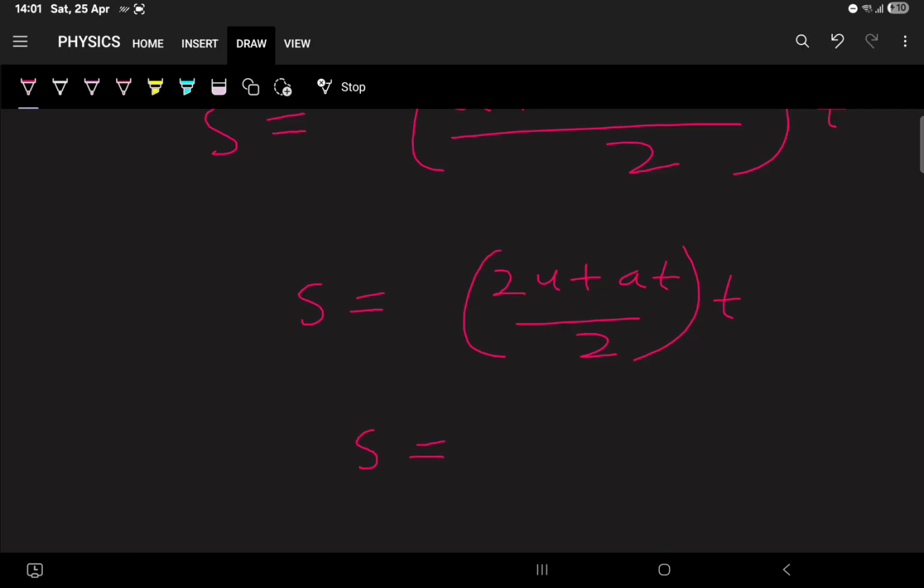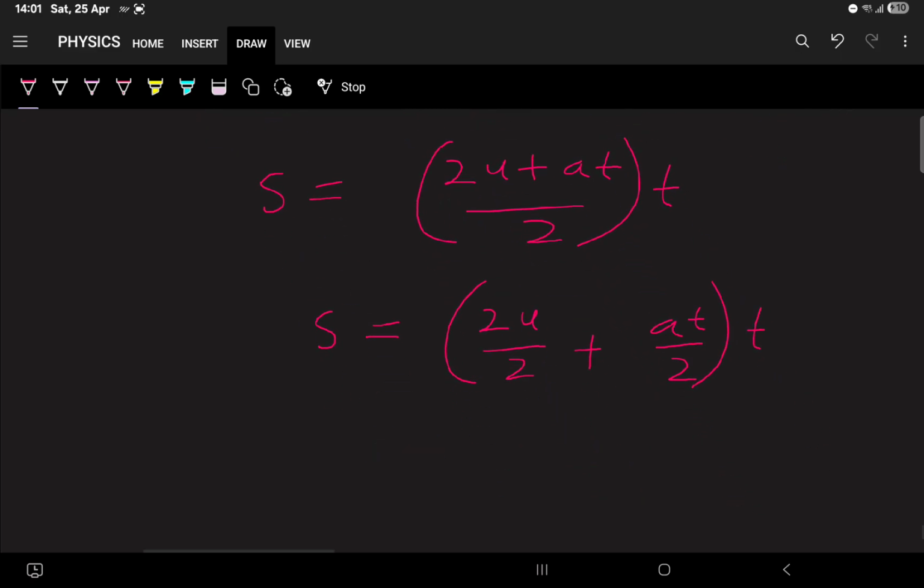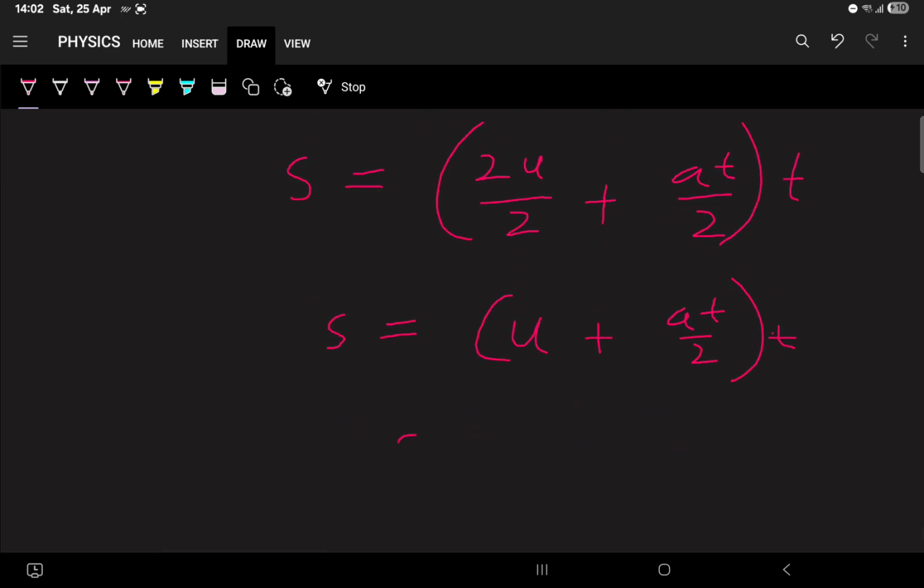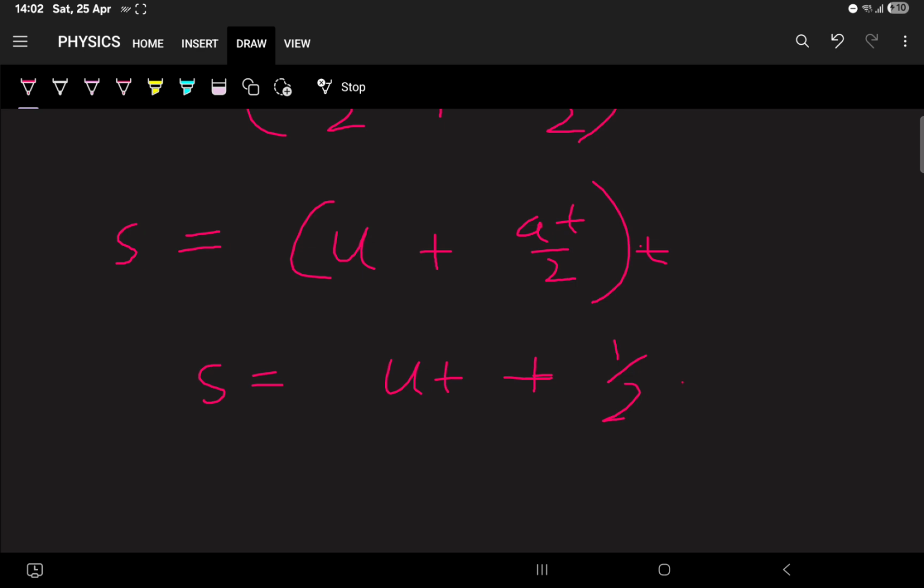S is going to equal, this is the same as 2u over 2 plus at over 2, parentheses t. S is going to equal u plus at over 2, parentheses t. S is equal to ut plus 1 over 2 at squared. Now this is our second equation of motion.